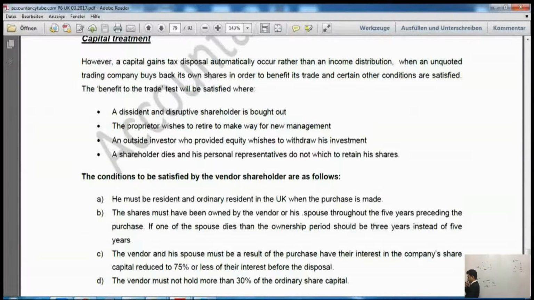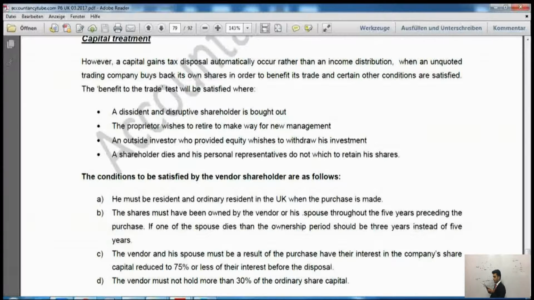The second condition says the proprietor wishes to retire to make way for new management. If some directors or proprietors want to retire so that the new management can take over, because it will take some time to get experts into the company. A good leader always leaves some time and always thinks about who will be the next one to lead. So that is a sign of a good leader, you can say.